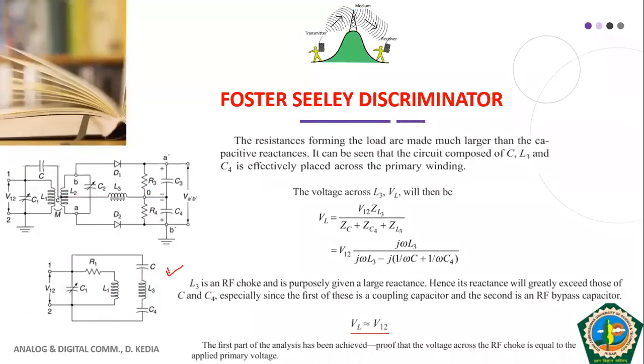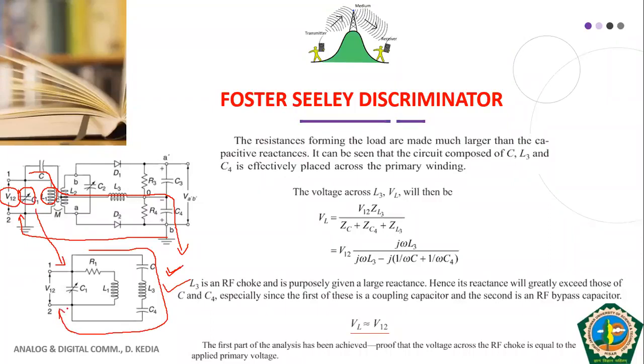This portion of the circuit is the redrawn portion for V12, which is connected to C1 and L1. So this is your primary part. One end of C1 is connected to C, then L3, then C4, and then ground. This portion of the circuit has been redrawn here, so this is your C, L3 and C4. I hope all of you have been able to understand this.